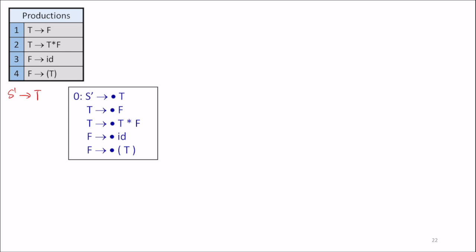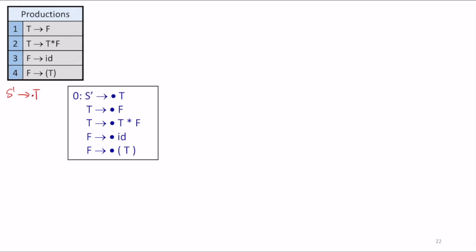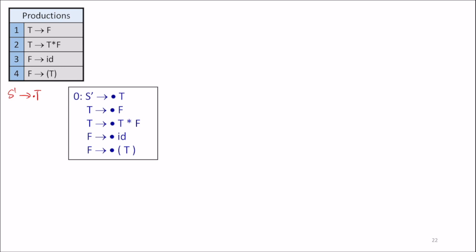We start with S prime goes to dot T and compute the closure over this dotted rule, which gives us this initial state. We're going to call this set of dotted items our state 0. Notice it's the same as what we did before. The dot is before the T, so we predict all the T rules. The dot is before the F in the T rules, and those have been predicted already, so we predict all the F rules. Now we compute the successor.